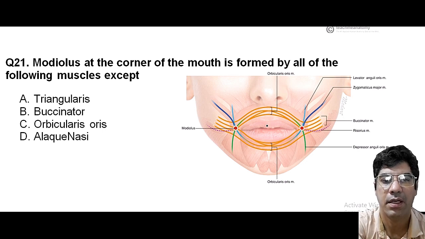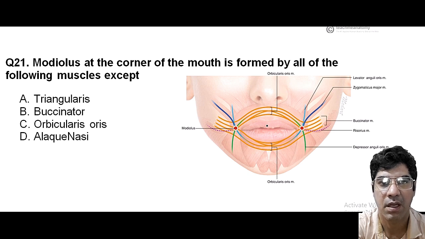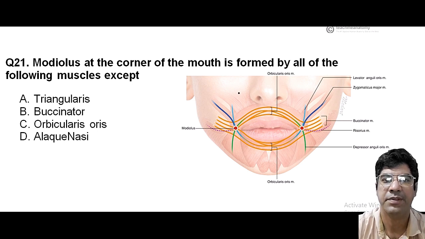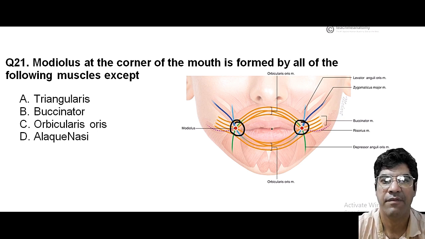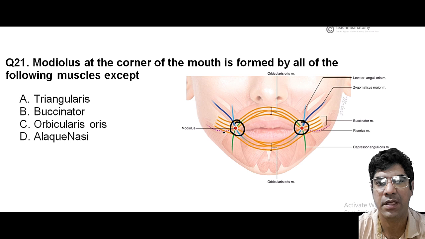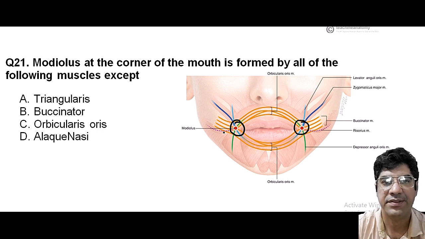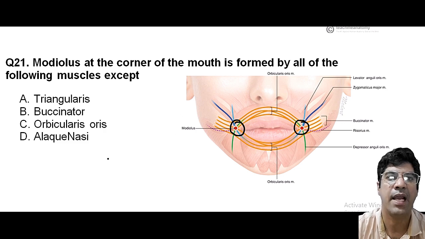Modiolus at the corner of the mouth is formed by all of the following muscles except. The answer is D, alaeque nasi. So the modiolus is a point at the angle of the mouth where various muscles meet, like the buccinator, orbicularis oris, levator anguli oris, depressor anguli oris, zygomaticus major, risorius, platysma. So the muscle not involved is alaeque nasi.